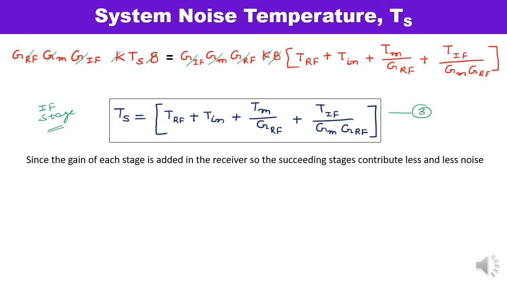Since you can observe that the gain of each stage is added in the receiver, it means the succeeding stages contribute less and less noise. You can see the terms TM upon GRF, TIF upon GM into GRF. This is why you can observe that the succeeding stages are going to contribute very little noise.